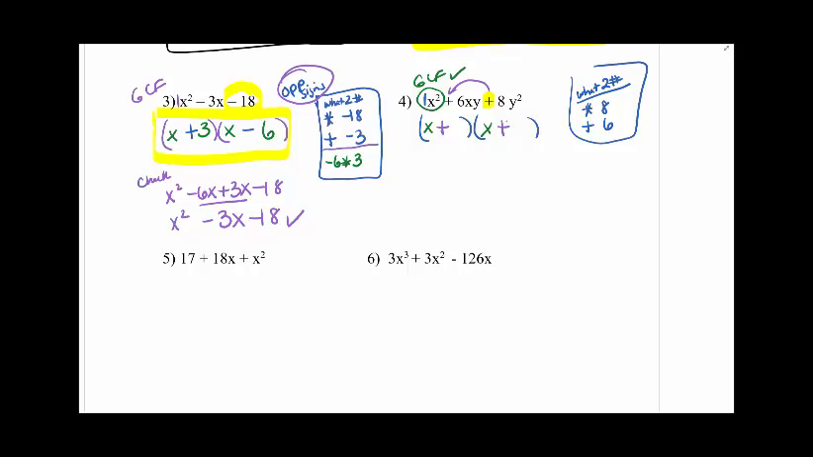That's not going to give me 6. The next one is going to be 2 times 4. That one works. This is my answer. And actually, it's not my answer. I would have caught that if I would have FOILed it out. Stop and ask yourself, what did I just miss when I did that problem? There should be a y there.